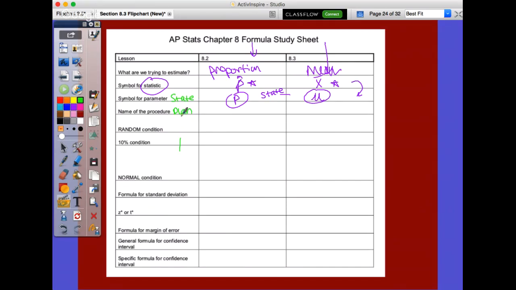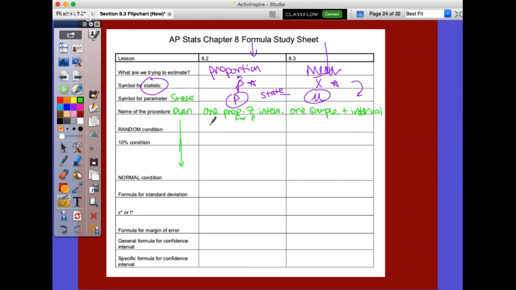The plan phase goes downward here, okay? So to the normal condition. The name of the procedure will be a 1 proportion Z interval. If you want to put 1 sample Z interval, you could, okay? And this really should be 4P, which is kind of redundant, but you just need the top part. And then a 1 sample T interval. Sorry, put this over here. 1 sample T interval for mu, okay?